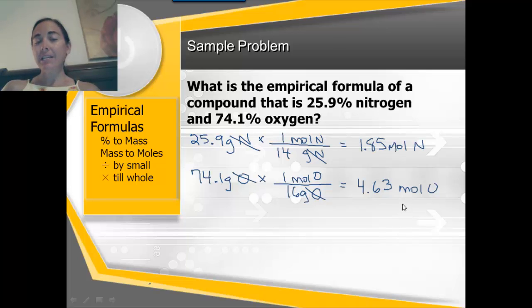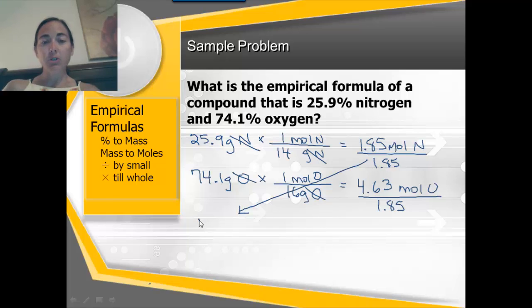The next thing I need to do is divide by the smallest. Whenever you do these problems, you're going to look at these 2 mole answers. You are going to divide all of them by the smallest answer, which is 1.85. 1.85 is smaller than 4.63, and that's how I know what I'm dividing by. So this one, of course, is going to give me, I'm going to put a big arrow down here so you can follow, 1 mole of nitrogen. When I divide 4.63 by 1.85, I get 2.5 roughly. Now I know there's a lot of decimals, but it's pretty close to 2.5 moles of oxygen.